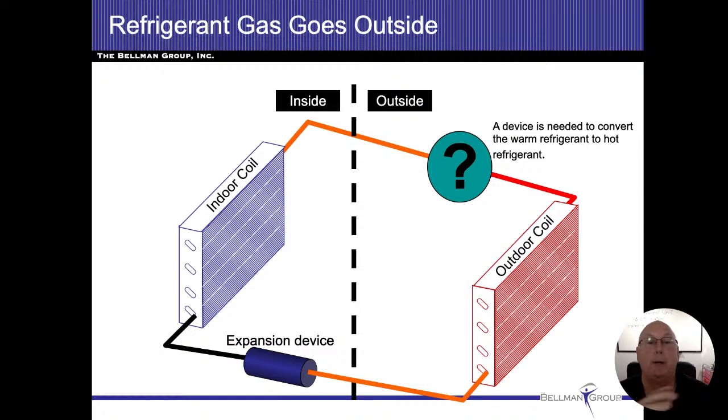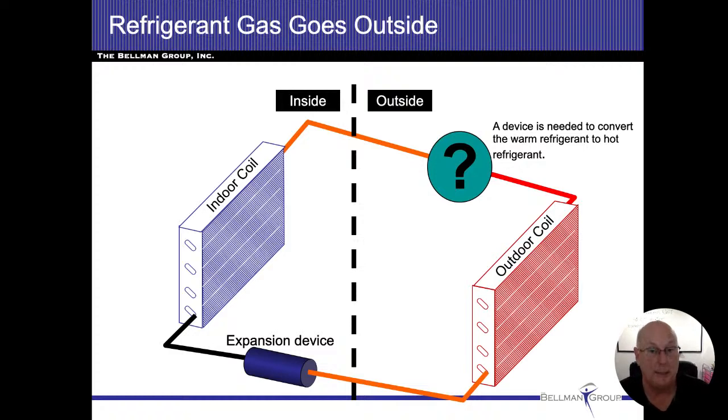So we have our indoor coil. We were just talking about that. We left the indoor coil as a gas and it's 50 degrees. We said heat travels from hot to cold. So if it's 100 degrees outside and my refrigerant is 50 degrees, well, the outside air is still going to be putting heat into the refrigerant. So I need to do something with that gas refrigerant to increase the temperature of it.